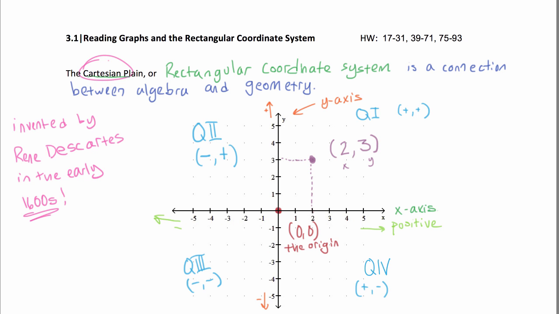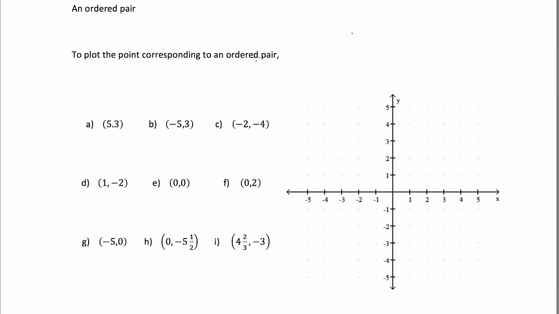Okay, I'm going to scroll down a little here. An ordered pair, and the structure of an ordered pair is really important and really specific, is always parentheses with a comma. The first number in the ordered pair is always the x-coordinate, and the second number is the y-coordinate.